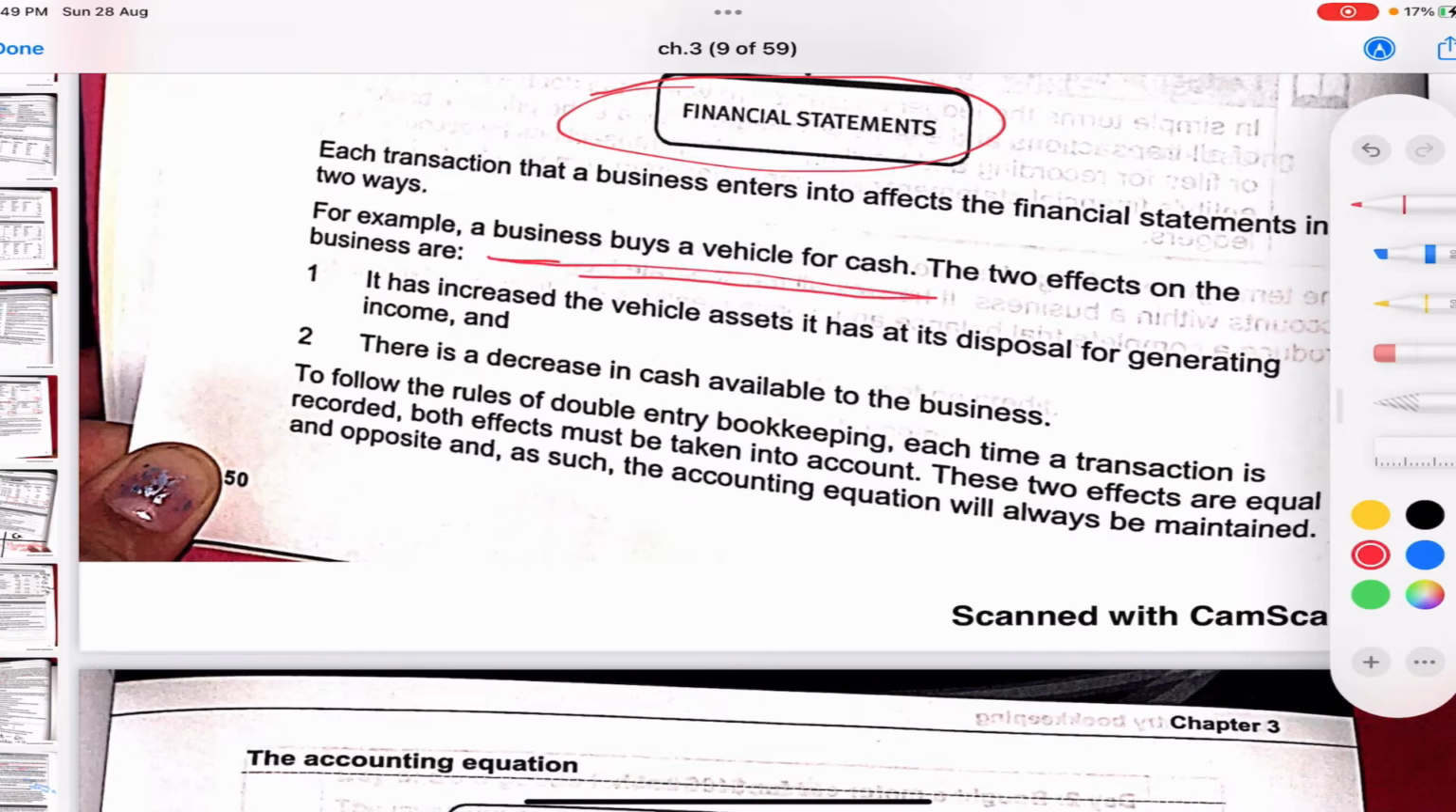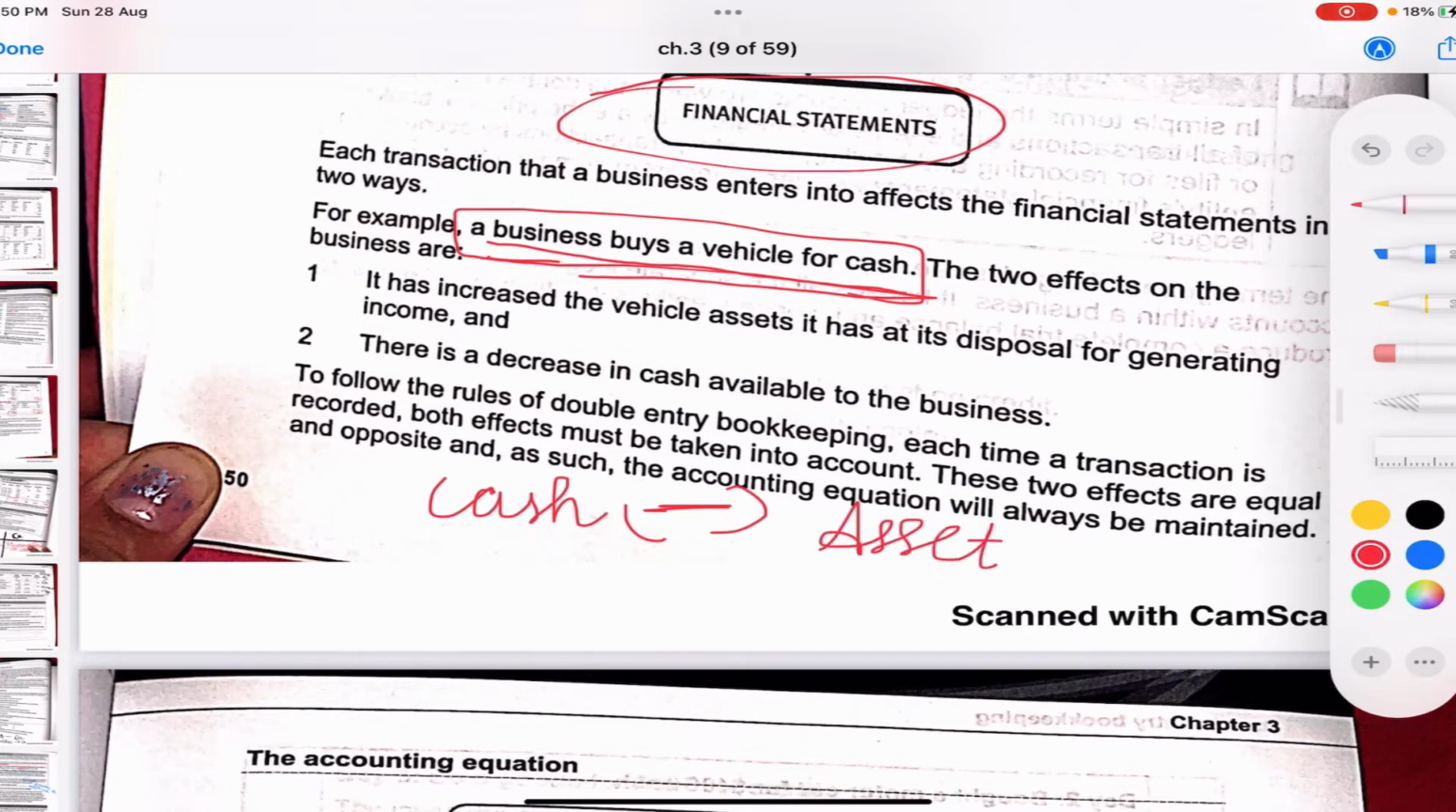We have done it, so I'm assuming that you know it. A business buys a vehicle for cash. So, cash is our asset. What is happening to cash here? When you are buying a vehicle, cash goes out. So, minus. What do you understand by minus? Our asset is reducing.